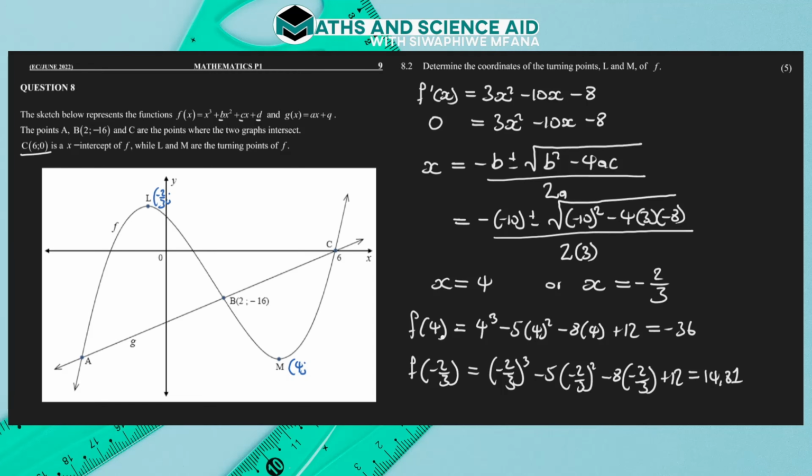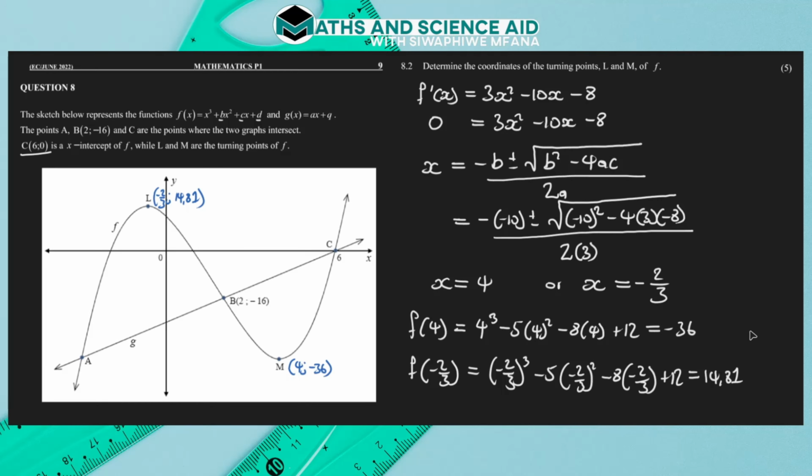So the corresponding y value for x equals 4 is negative 36. And if you look where point M is, negative 36 perfectly makes sense. Indeed, that y value is negative. And likewise, for point L, we have a positive y value this time around. It's 14,81. And this also makes sense because we can see that indeed point L is above the x-axis, so it has a positive y value. So these are our coordinates of the turning points.